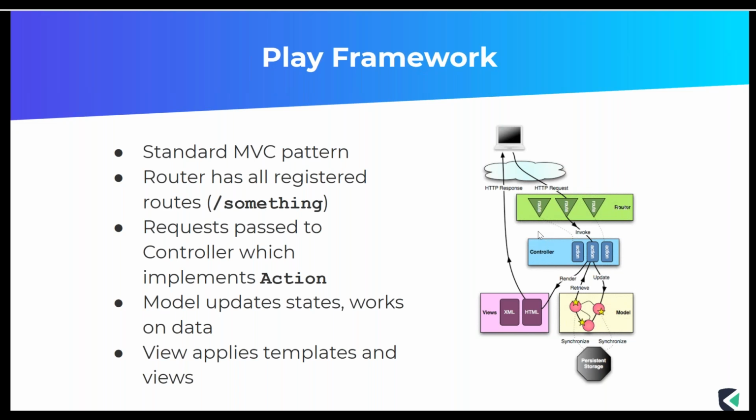So it's standard MVC pattern. There's a model, view, controller. There's a simple router which has all the registered routes. It's usually stored in the routes file. So you just list the routes and the handlers for those routes, and you just put it in that simple file. The router is responsible for invoking actions inside a controller.